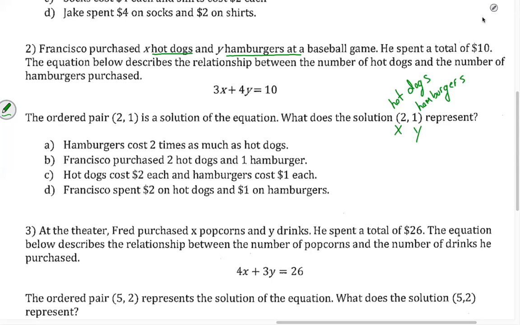So if I look at my answers, it says hamburgers cost 2 times as much as hot dogs. That's false. Francisco purchased 2 hot dogs and 1 hamburger. That is the one. All right, now I'm going to just make sure that C and D aren't. C says hot dogs cost $2. Nope. Francisco spent $2 on hot dogs. Nope. And there we go.